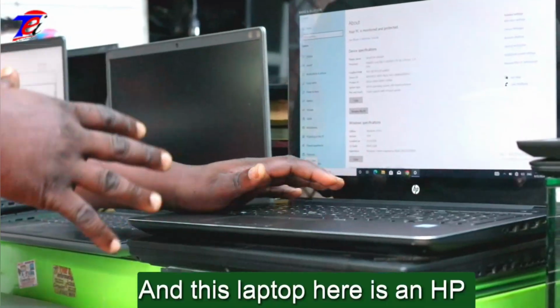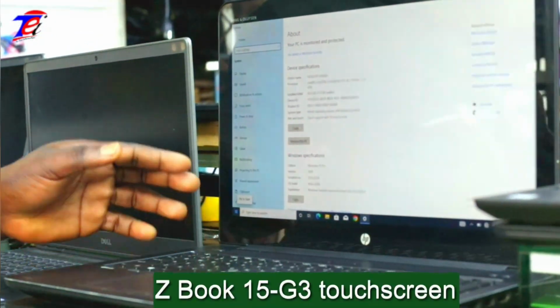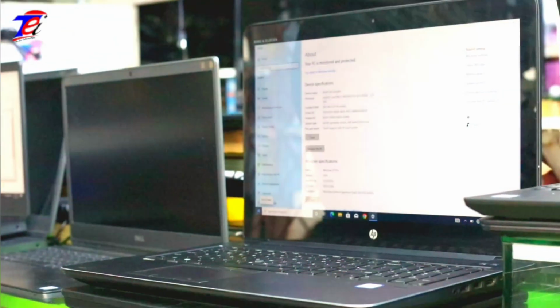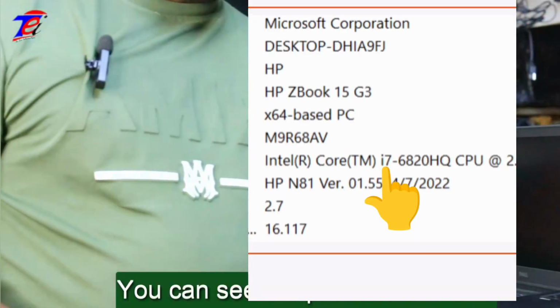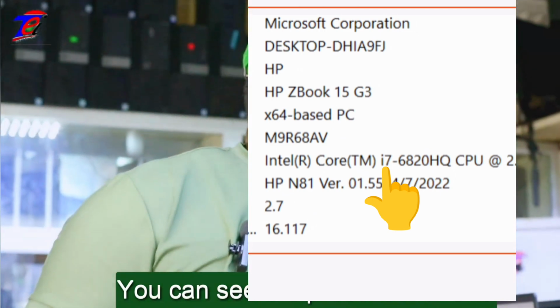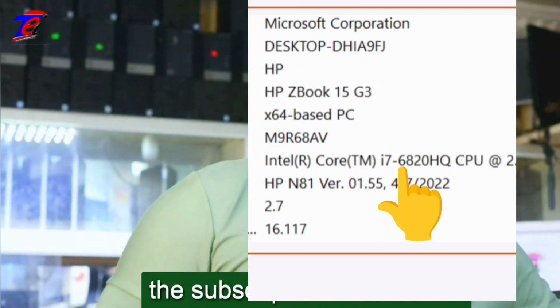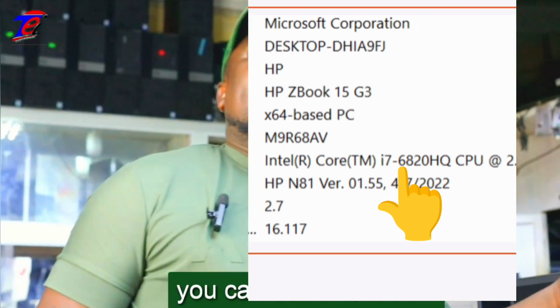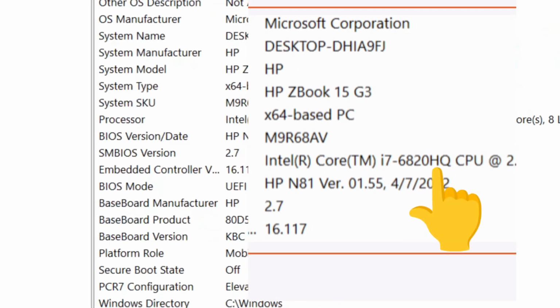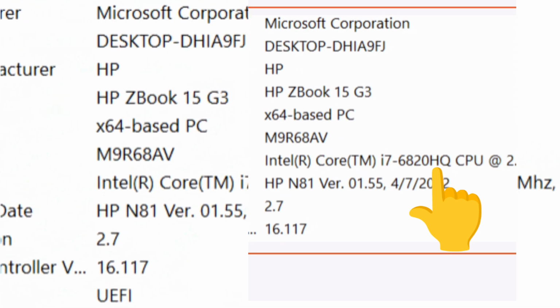For instance, this laptop here is an HP ZBook 15G3 touchscreen. It's a Core i7 of 6th generation. You can see the processor i7, and after i7, the number 6 indicates that it's a 6th generation. After the other numbers, you can see HQ in front. What does this HQ stand for?